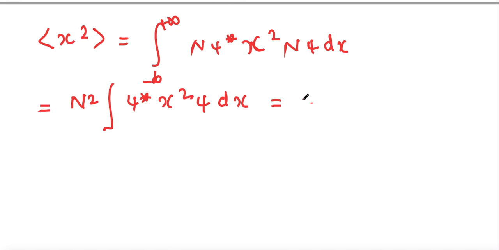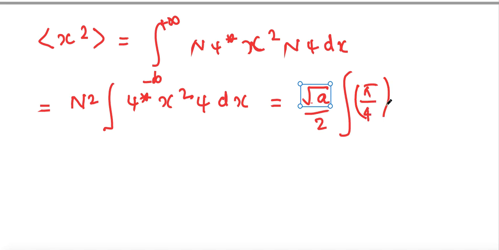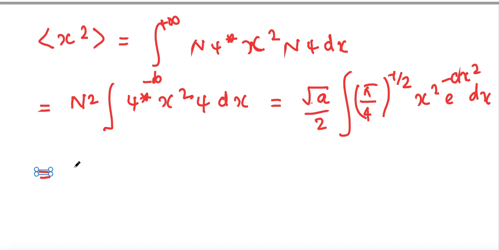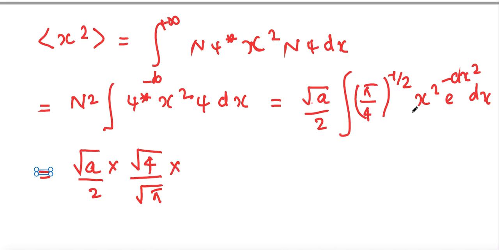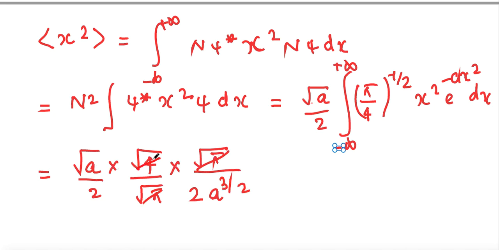Okay, so instead of n square, what we have already calculated is root a by 2 into the integral of pi by 4 raised to minus 1 by 2 into x square e raised to minus ax square dx. This is equal to root a by 2 into, this term pi by 4 raised to minus 1 by 2 can be written as root 4 by root pi, into the remaining integral from minus infinity to plus infinity of x square e raised to minus ax square dx. This value is already calculated. This is root pi by 2 a raised to 3 by 2. So many things will get cancelled out here, and what is remaining is 1 by 2a.